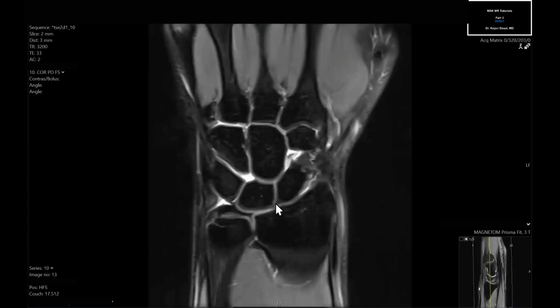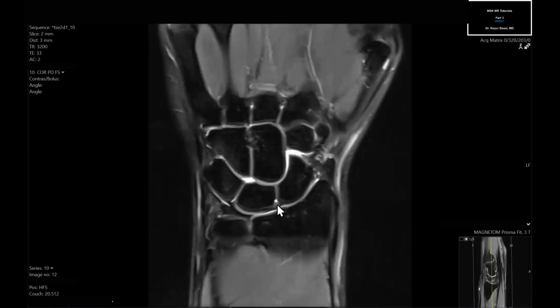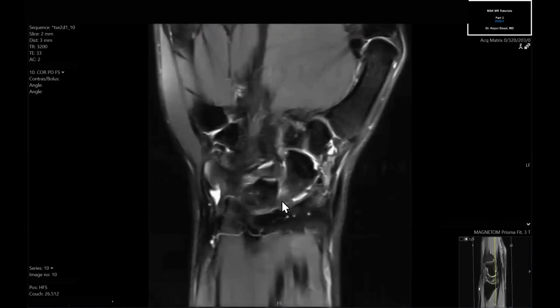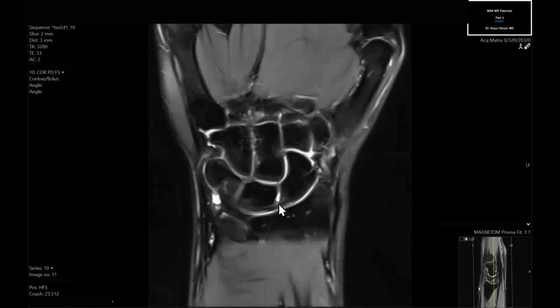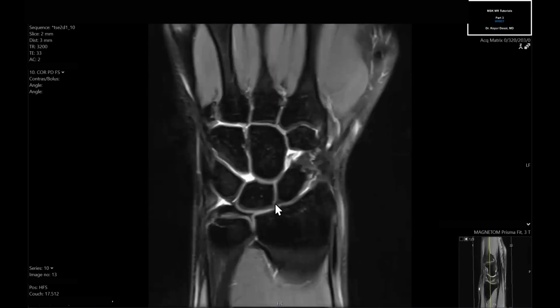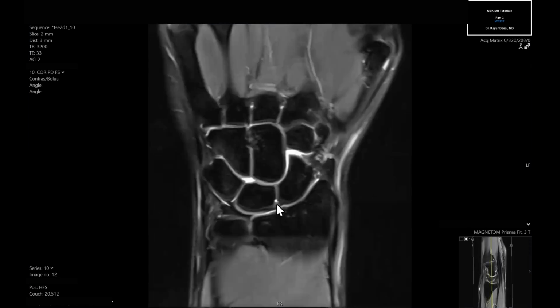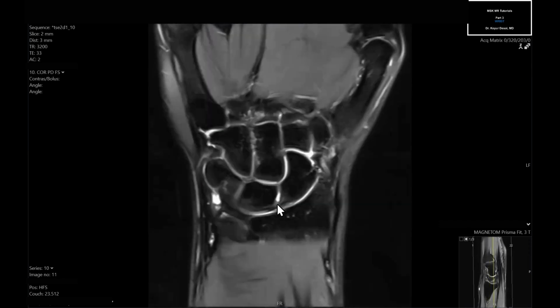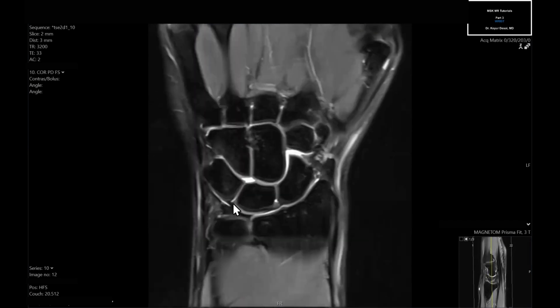And as you can see here where my cursor is, this is where your scapholunate ligament is going to be. It's grossly intact in this case. Sometimes you may see a little bit of signal alteration or a higher degree of signal, which may suggest that there's degeneration or partial thickness tearing. If you don't see it at all, that's going to denote that there's a full thickness tear of the scapholunate ligament.